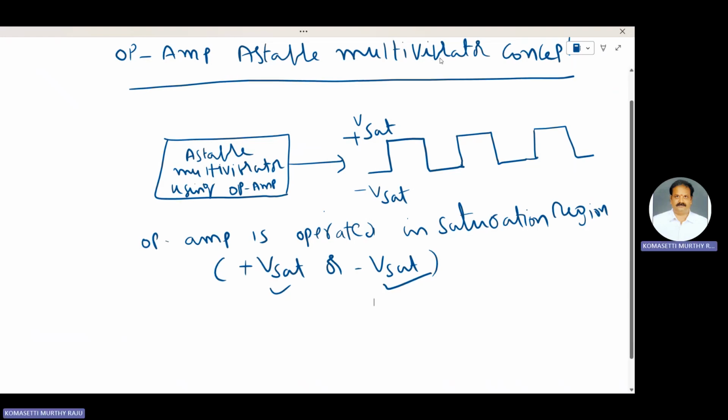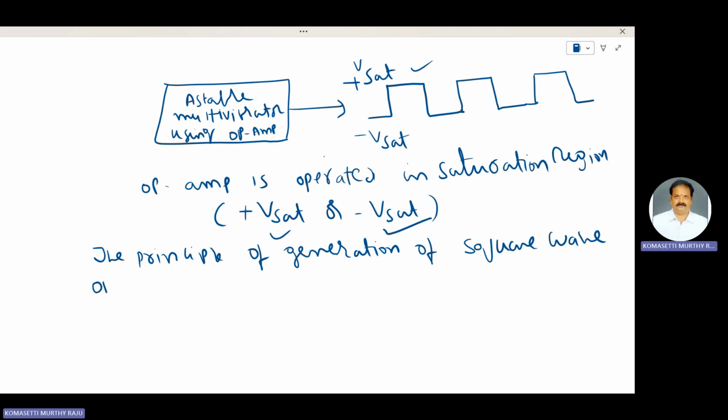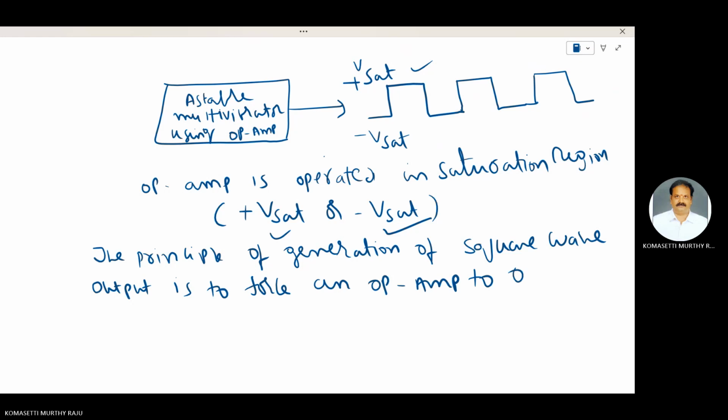The principle of generation of square wave output is to force an op-amp to operate in the saturation region.